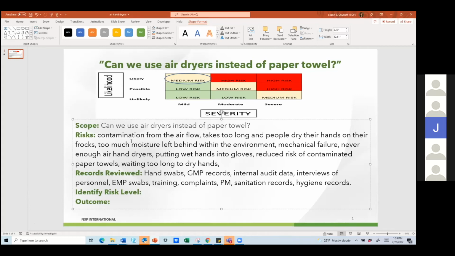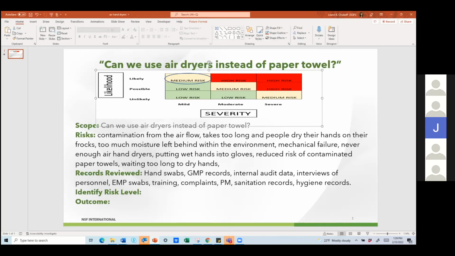So let's just say, yep, there is contamination, the airflow dryer that we have, and people won't dry their hands, etc. So if you are least likely to occur, then that could be a medium. And then what if they didn't dry their hands properly? Because basically what we're saying here is that it's the recontamination of your hands. They washed their hands properly, but they're not drying their hands properly. What would be the likelihood or the severity of them not drying their hands properly and recontaminating?